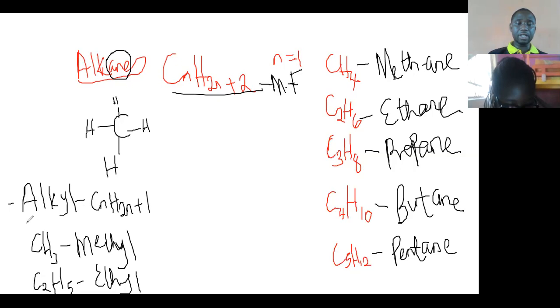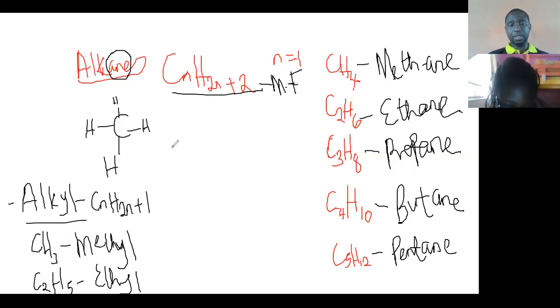It's actually the alkyl group. So when N is 1, it is called the methyl group. When it is 2, it is called the ethyl group. The ethyl group. Okay.